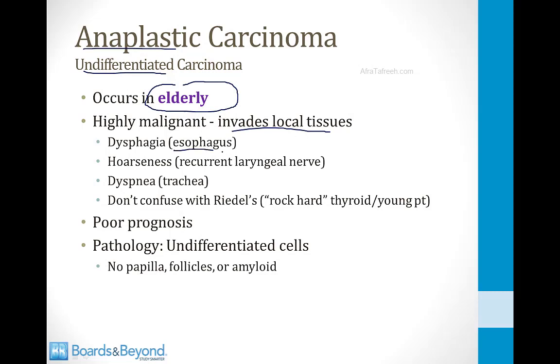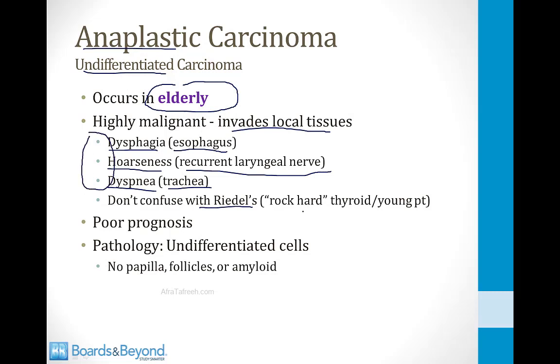So it can grow into the esophagus and cause dysphagia. It can grow into the recurrent laryngeal nerve and cause hoarseness. It can grow into the trachea and cause dyspnea. And in the module on thyroid disorders, I talk about a condition called Riedel's thyroiditis. Riedel's thyroiditis can also cause these things.